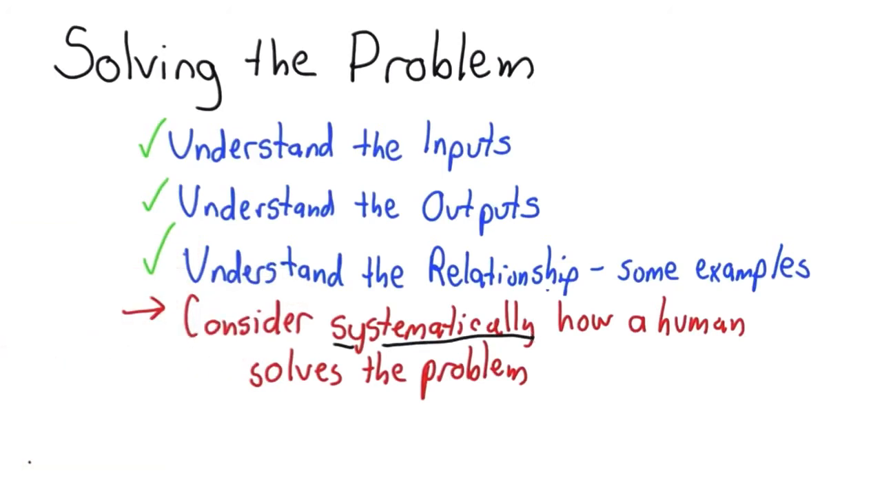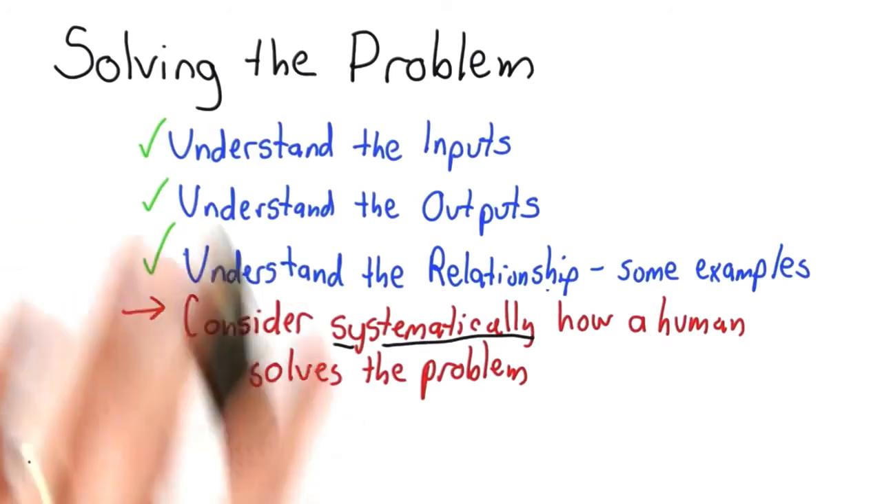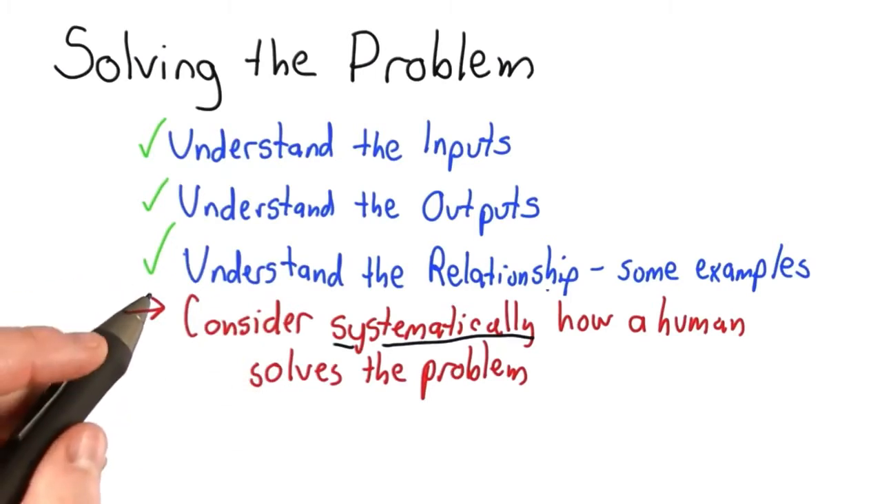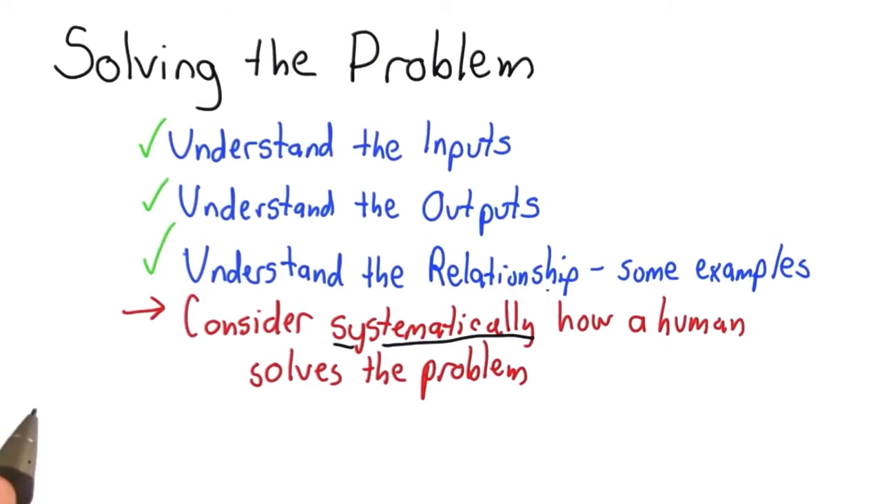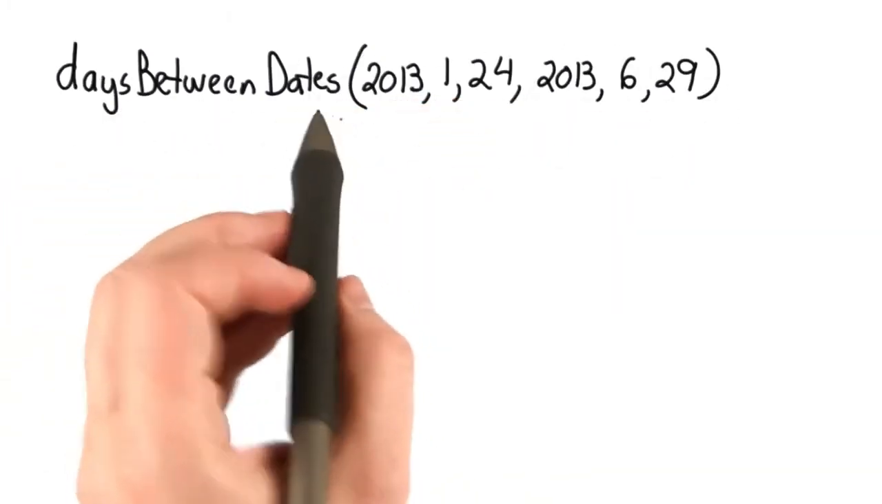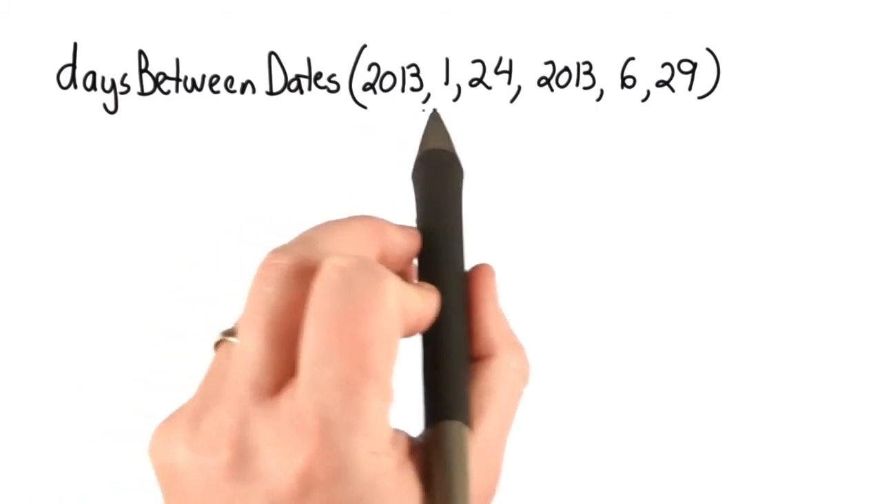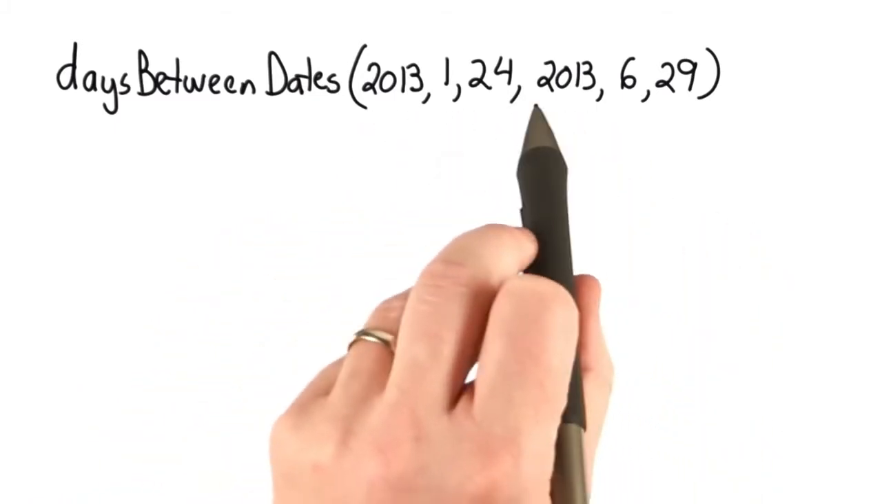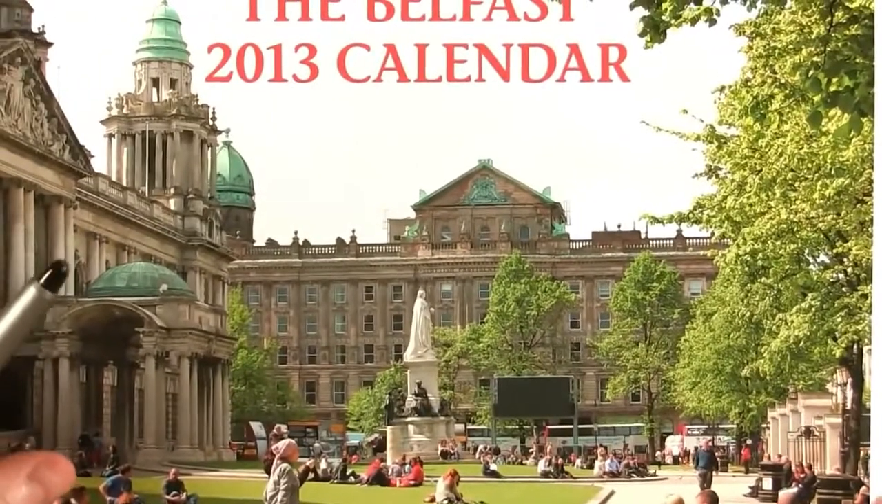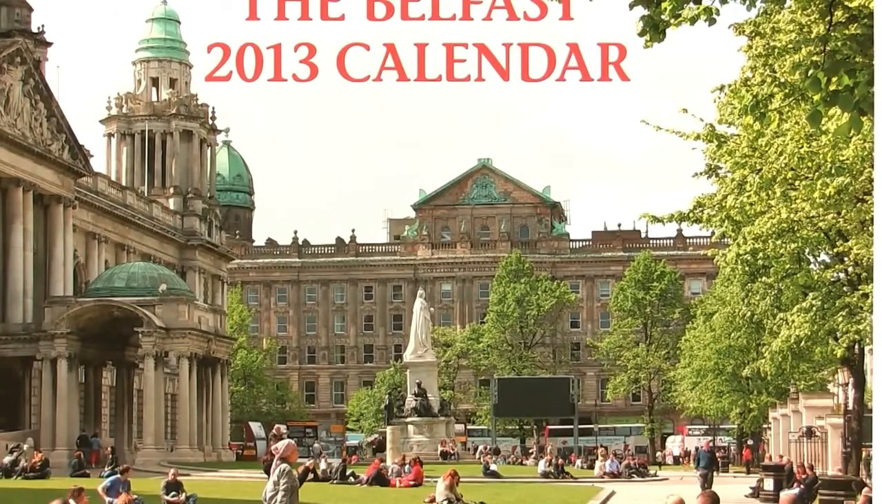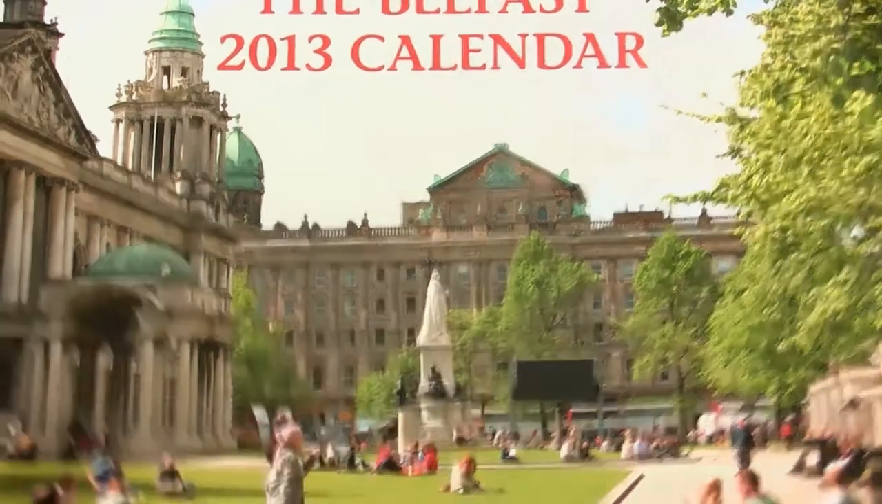So what I would suggest to do next is to try working through a few cases in a very systematic way as a human. And we're going to try a difficult case that covers many of the things that we would need to think about in an algorithm. So let's try an example. Suppose we wanted to find the days between dates 2013, January 24, and 2013, June 29. If we were going to do this as a human, we might look at a calendar, and I happen to have a calendar handy, and thanks to my auntie in Belfast for sending me the calendar, and we could count the days using the calendar. So let's look at the calendar.